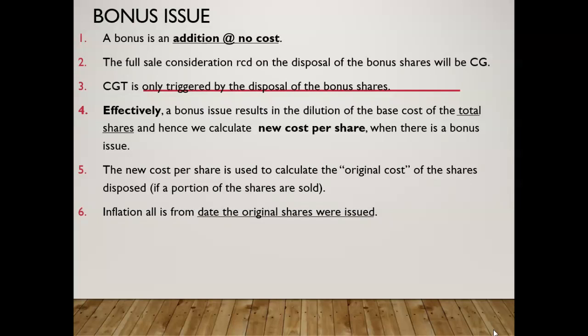So why is it important to calculate the new base cost when we have a bonus issue? So that when we subsequently sell, maybe partially sell the shares, we can calculate the original cost of those shares disposed. Maybe out of those 15 shares that we have now, we dispose 8,000. So the question is, what will be the cost of those 8,000 shares? The answer is, we will just say 8,000 shares multiplied by the $1.3 that was our new cost.